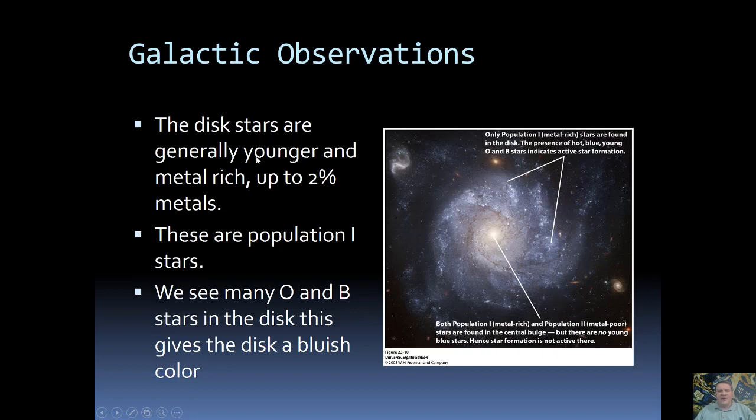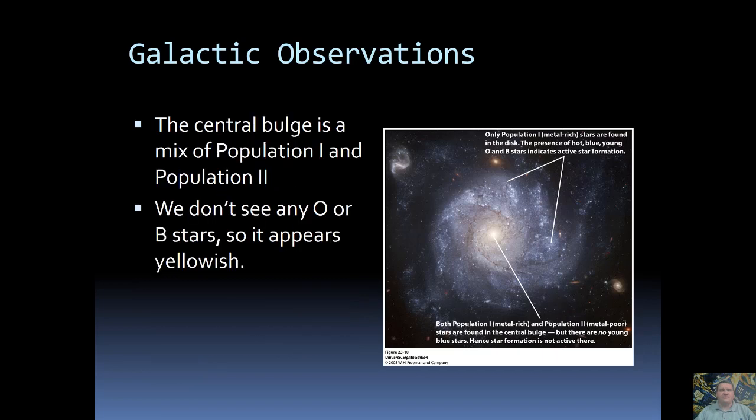These stars that are young and metal-rich we call population 1 stars. Population 1 are young and metal-rich and generally found in the disk of our galaxy. Our Sun is considered a population 1 star.